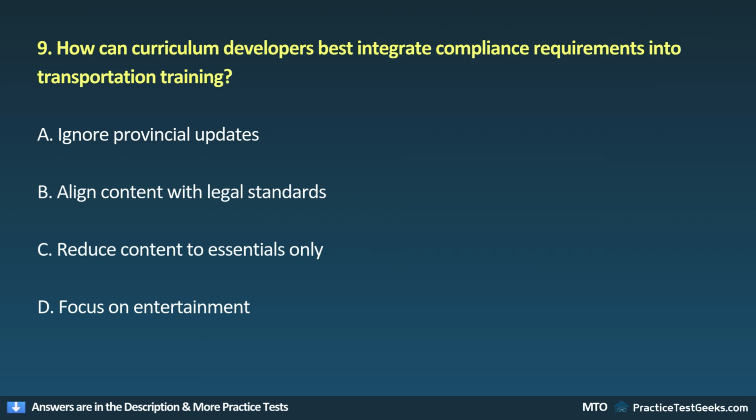9. How should a trainer address diverse learning styles among LASD recruits? A. Deliver only written material. B. Incorporate visual, auditory, and kinesthetic activities. C. Allow recruits to select only what interests them. D. Avoid hands-on exercises.